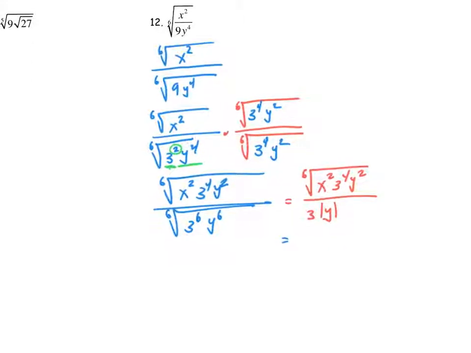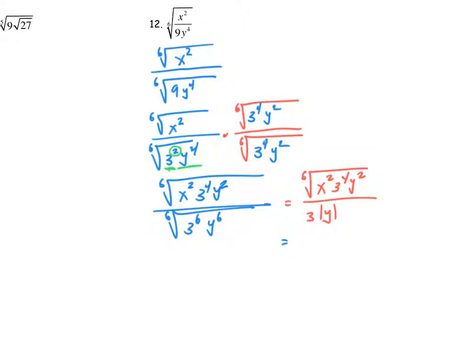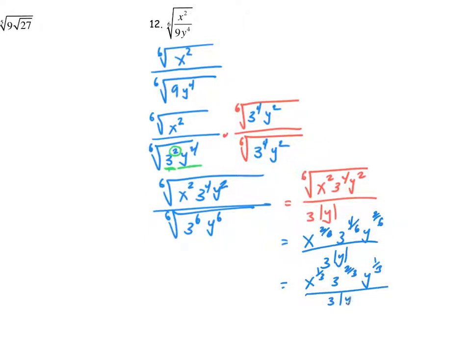So the numerator can be thought of as x to the 2/6, 3 to the 4/6, and y to the 2/6, over 3 times the absolute value of y. 2/6 is the same thing as 1/3, so x to the 1/3, 4/6 is the same thing as 2/3, y to the 1/3, all over 3 times the absolute value of y.